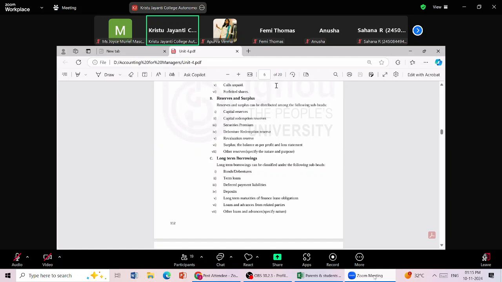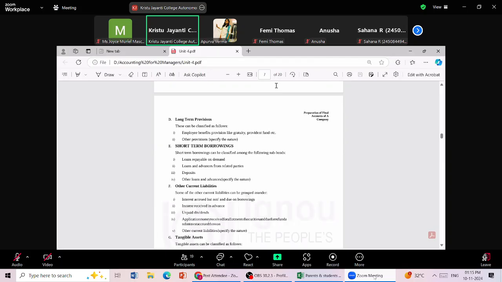Next is long-term borrowing. Under long-term borrowing, you have bonds and debentures. Any debenture or bond you can bring under that. Any term loans, any deposits, deferred payment liability, loans and advances, all come under long term. It's nothing but a loan which we have taken for a longer period of time, and in that case you can bring it under long-term liability. And long-term provision is employee benefit provisions like provident fund, gratuity, those things you can bring under the head called long-term provision.